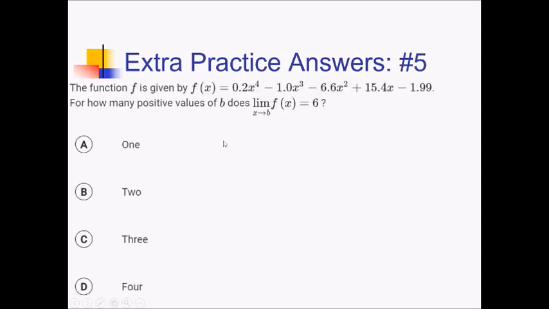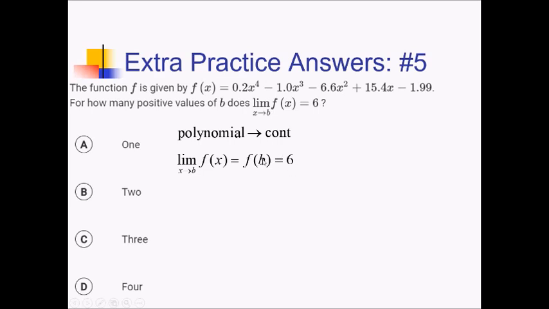For this problem, I'm given this polynomial function, and I want to figure out for how many positive values of b does the limit as x approaches b of this thing equal 6. Well, the key on this one, because this is kind of weird wording here, is recognizing that since this is a polynomial, which means that it is continuous, asking where the limit of this thing equals 6 is the exact same as asking where does the function value of this thing equal 6. So since the limit and the function value are the same exact thing, I'm just asking where f of b equals 6.